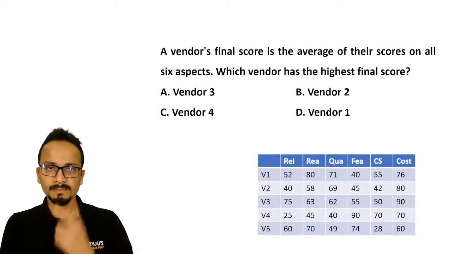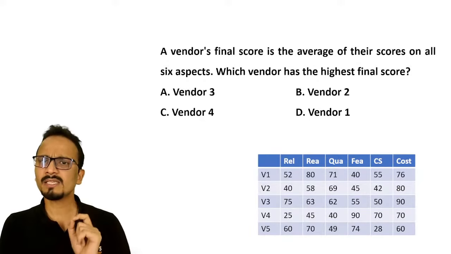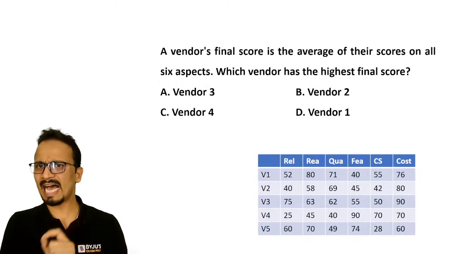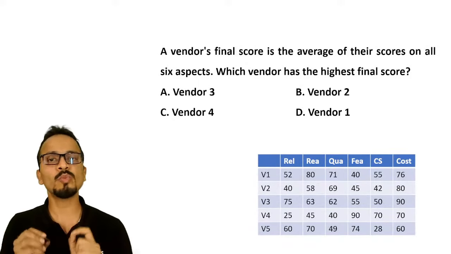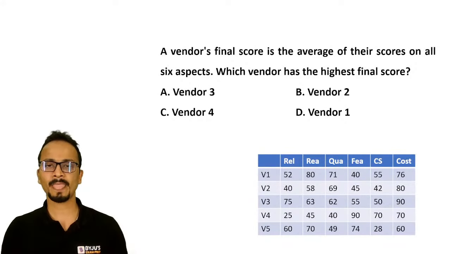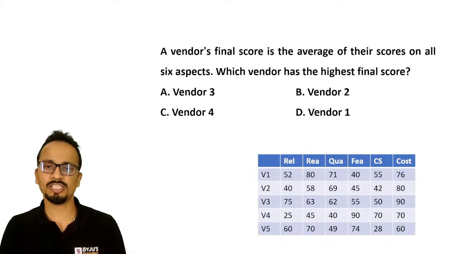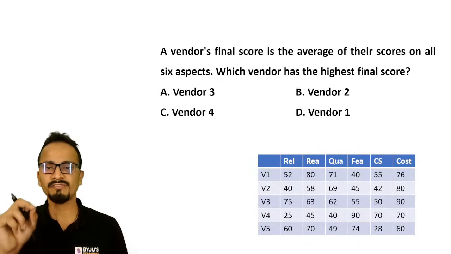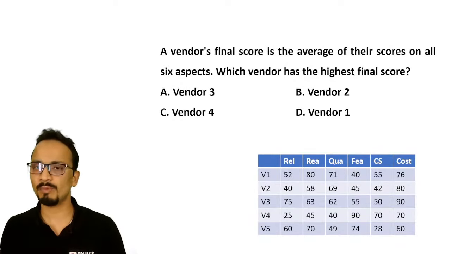It says a vendor's final score is the average of their scores on all 6 parameters. So which vendor has the highest final score? Now guys, do we actually need to calculate the average? This is what we have to understand. So what if I calculate the sum? Basically the formula for average is sum divided by number of terms.